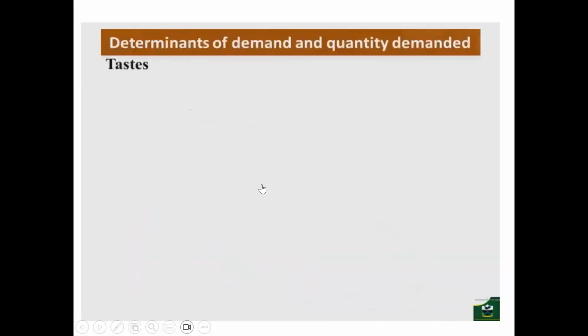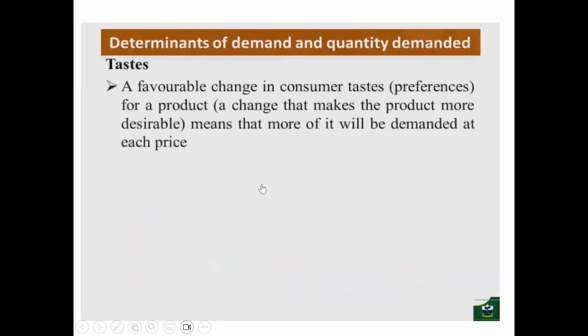Okay, so the other determinant that we'll look at is taste. A favorable change in consumers' tastes or preferences for a product means that more of it will be demanded at each price. This is because a change which is favorable to the consumer will cause demand to increase, and a change which is less favorable will cause demand to reduce. Consider, say, the introduction of new phones, and the consumer develops a high taste for such a product.